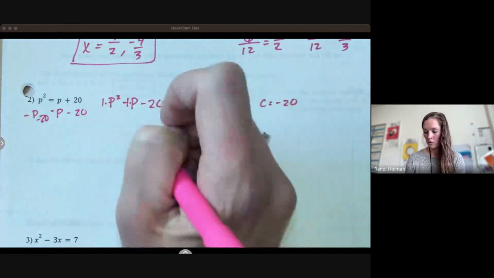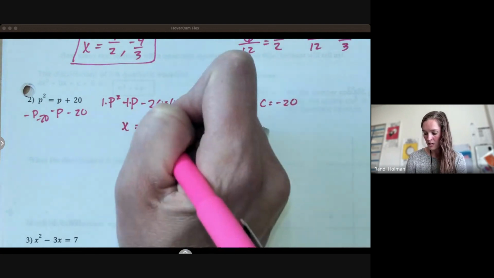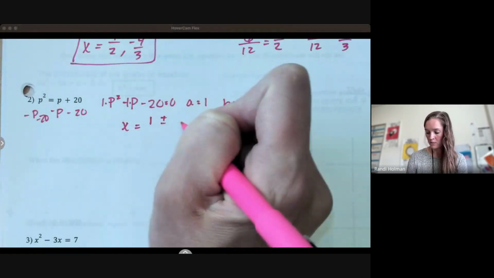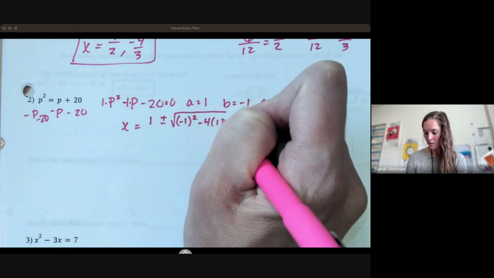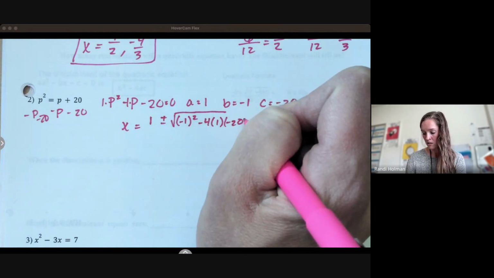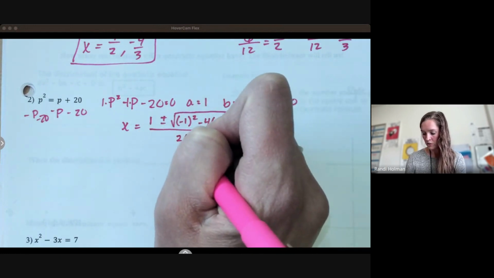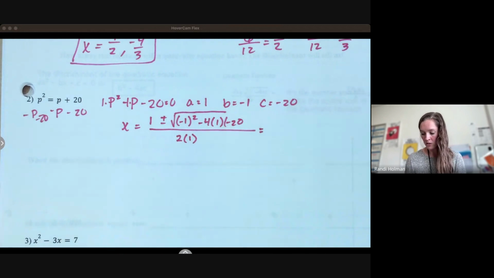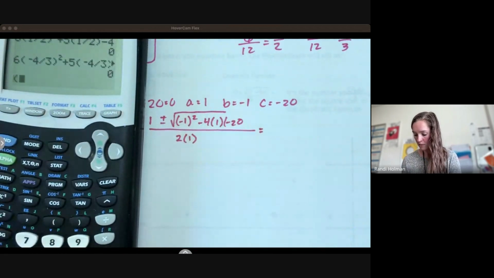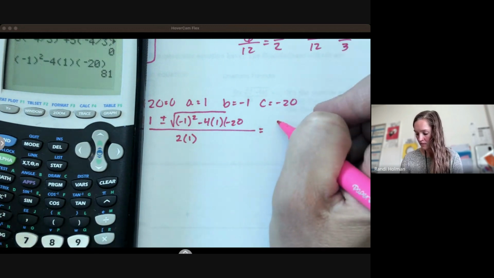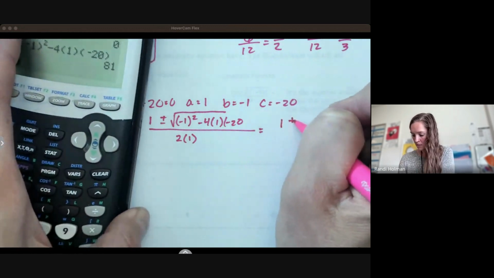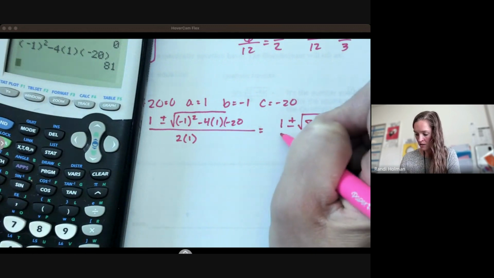So then we're just using our quadratic formula. x equals negative -1, so that's 1, plus or minus the square root of -1 squared minus 4 times 1 times -20, all over 2 times 1. Again, I would just put this whole thing in your calculator. Make sure you put that b squared in parentheses minus 4 times 1 times -20. And so we get 1 plus or minus the square root of 81 over 2.